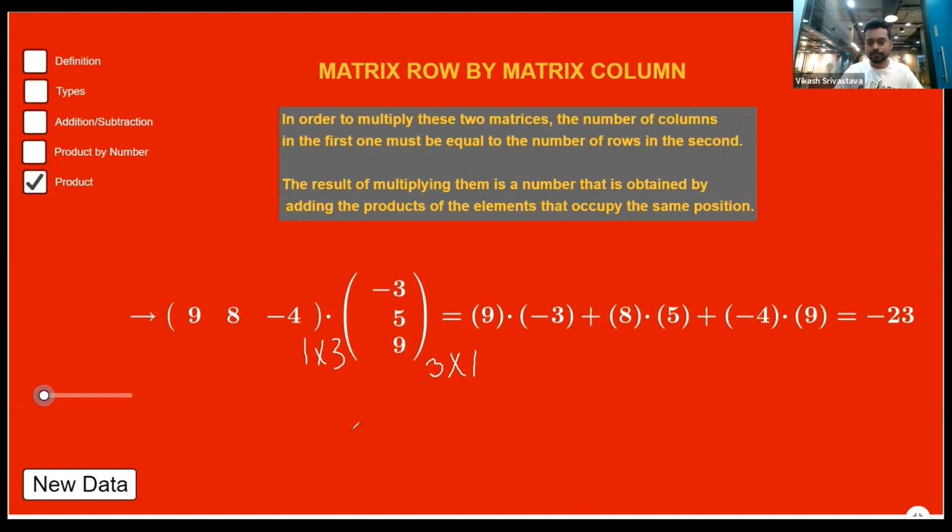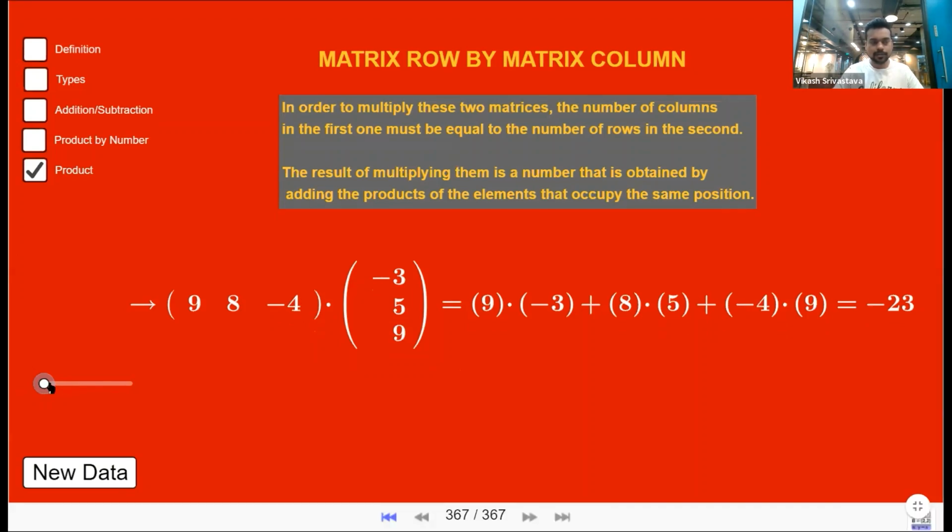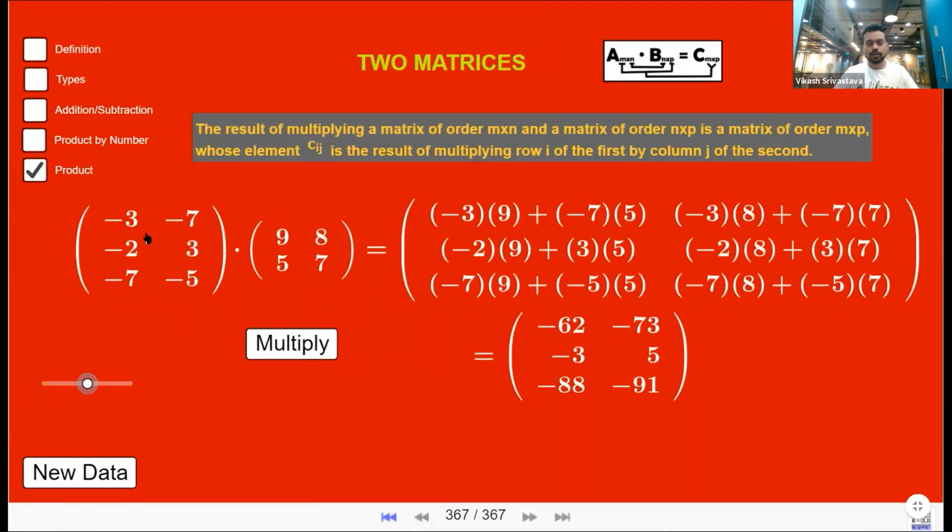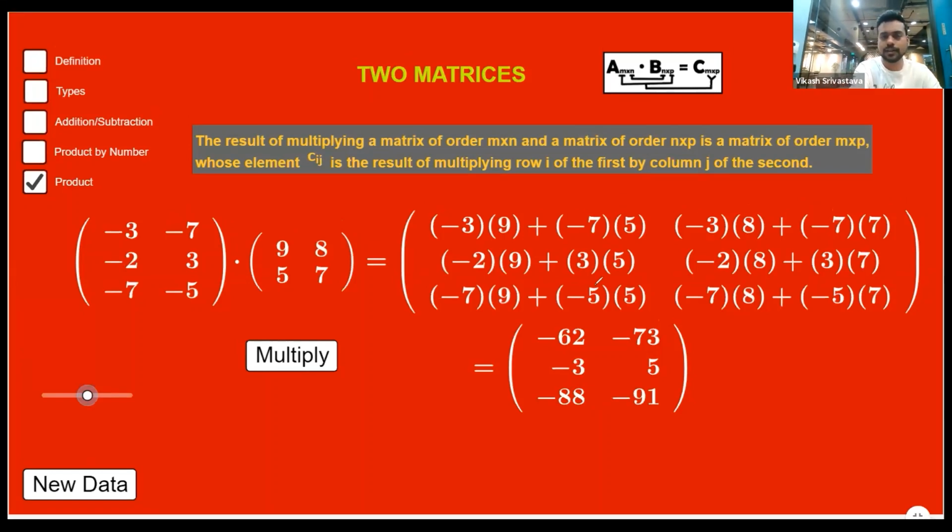So now let's talk about these two matrices. Can we multiply these two matrices? One important thing is, let's say you have a matrix A of order m cross n and a matrix B of order n cross p. Maybe I can write it for you in detail here. I'll write on top: matrix A of order m cross n. Now you're multiplying this.